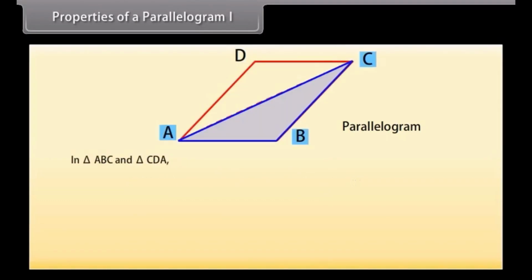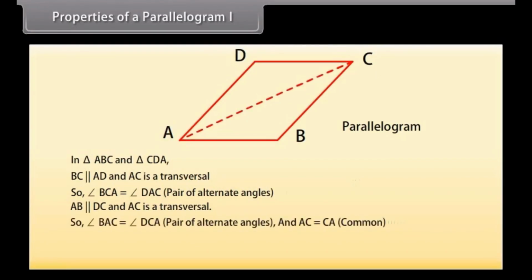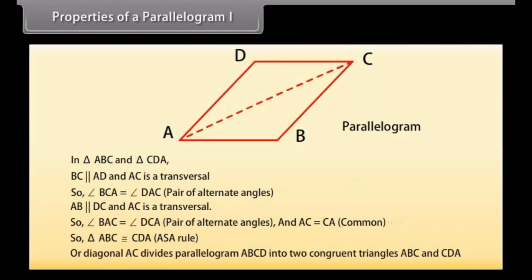We can see that in triangle ABC and triangle CDA, BC is parallel to AD and AC is a transversal. So, angle BCA is equal to angle DAC because these are a pair of alternate angles. Also, AB is parallel to DC and AC is a transversal. So, angle BAC is equal to angle DCA because these are a pair of alternate angles, and AC is equal to CA because this is common in both the triangles. So, by using the ASA rule, triangle ABC is congruent to triangle CDA. Or we can say that diagonal AC divides parallelogram ABCD into two congruent triangles ABC and CDA.